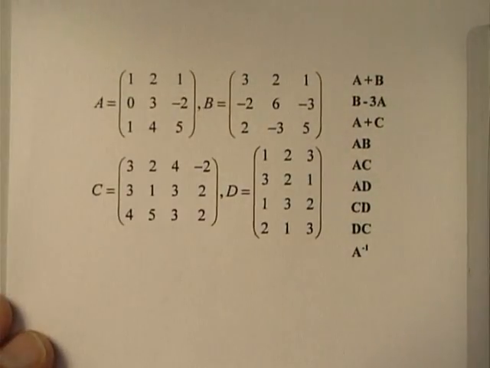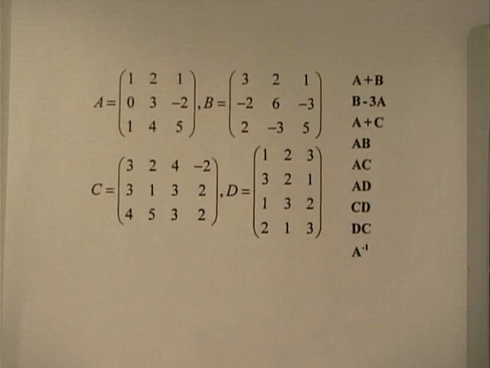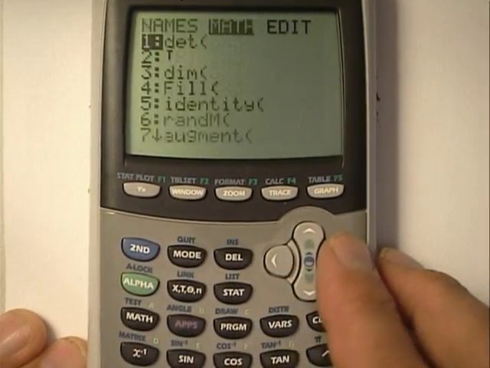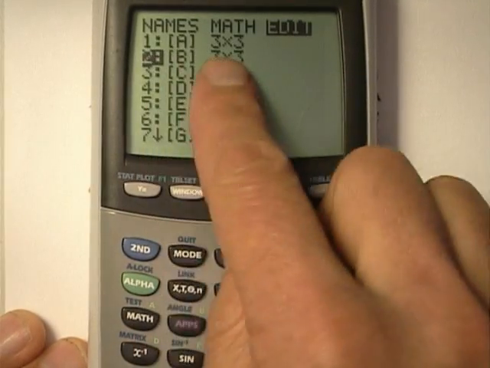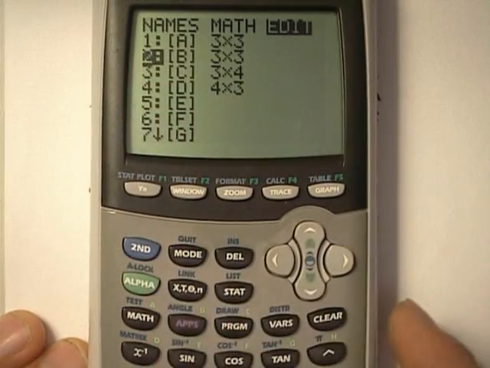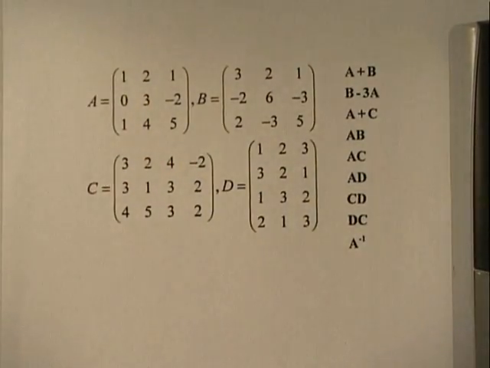Here are the 4 matrices that we're going to operate on, so you need to stop the video now and type these in. Obviously, you're going to go over here to Edit, and you're going to edit matrix B, matrix C, and matrix D, just like I have already done. Okay? So stop the video. I'll give you a second, and then I'm going to start going ahead.